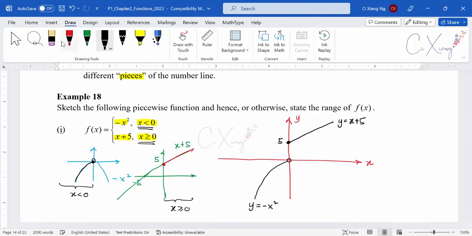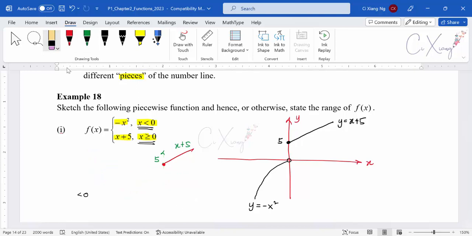So this is what we call a piecewise function. We are having two different expressions for a function, according to the different domain. Alright, so after I sketch the diagram already, this is basically the piecewise function that I'm having for part number 1. And now I want to determine the range of f(x).